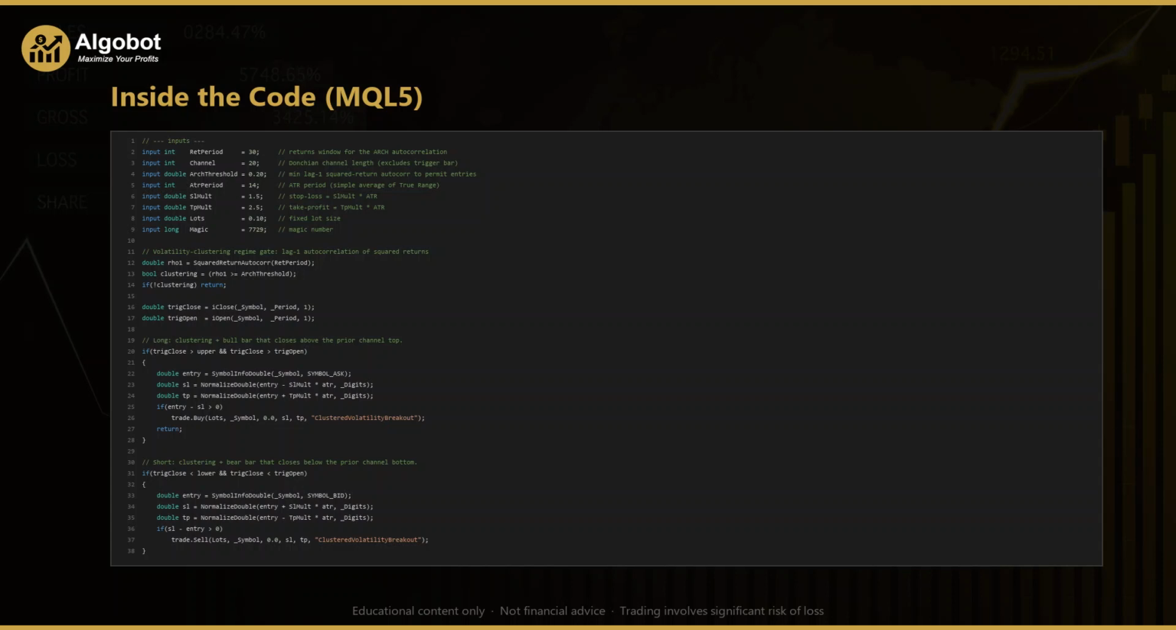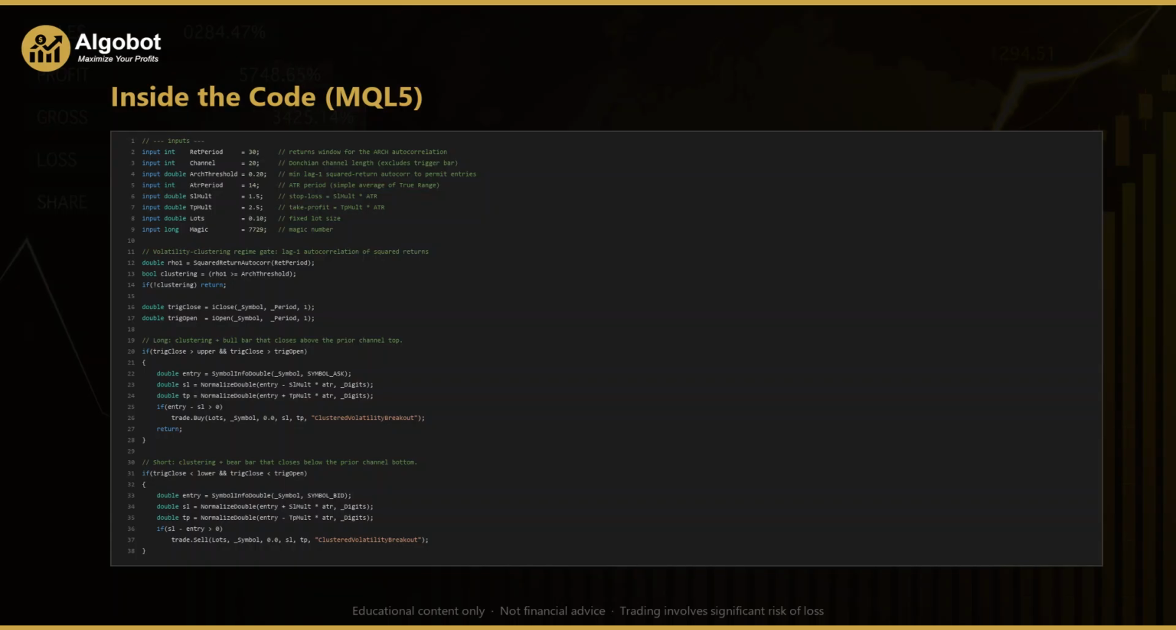ArchThreshold, at 0.20, is the minimum clustering value needed to permit any entry. ATR period is 14, and SL multiple and TP multiple at 1.5 and 2.5 size the stop and target from the ATR. Just below, the code calls the squared return autocorrelation function and stores the result in rho 1. The line that reads clustering equals rho 1 greater than or equal to ArchThreshold is the gate. If clustering is false, the function returns immediately and no trade is considered on this bar. Then it reads the just closed bar's close and open at shift 1.